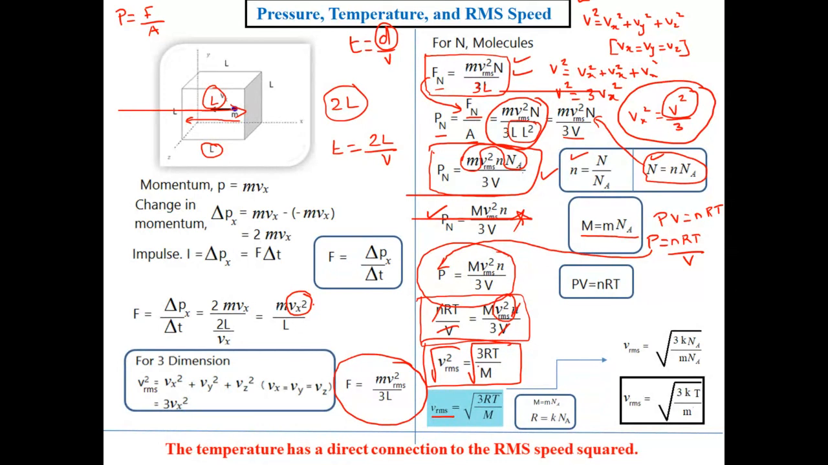So the square root of V square becomes V RMS, and this term becomes the square root of 3RT. This equation is very, very important for the calculation. Suppose you are asked to calculate the root mean square speed for the given temperature and molar mass. If it is given like that, you have to use this equation. Clear?